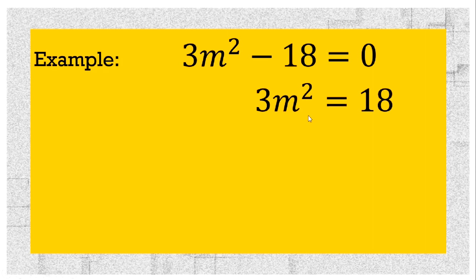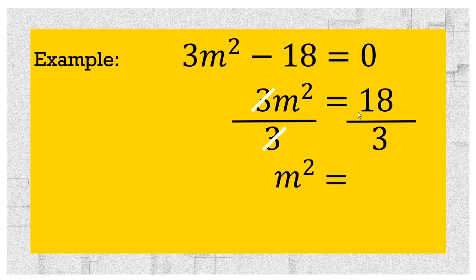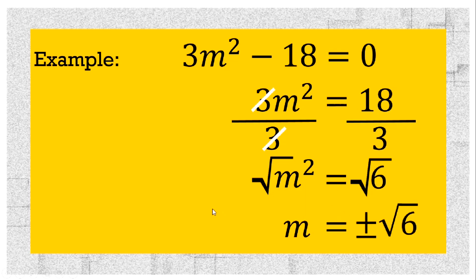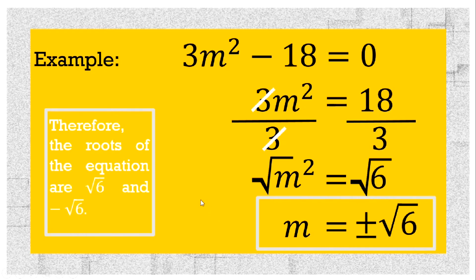Transpose negative 18, we will be having 3m squared equals positive 18. And to eliminate the numerical coefficient of m squared here, divide both sides by positive 3. So we have 3m squared divided by 3 is simply m squared, is equal to 18 divided by 3, which is 6. Then, take the square root of both sides. The square root of m squared, we have m is equal to positive and negative square root of 6. Therefore, the roots of the equation are positive square root of 6 and negative square root of 6.